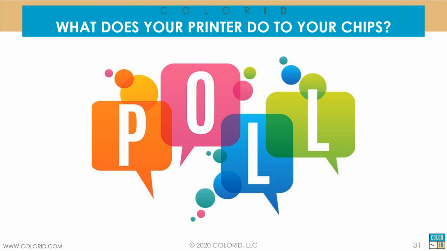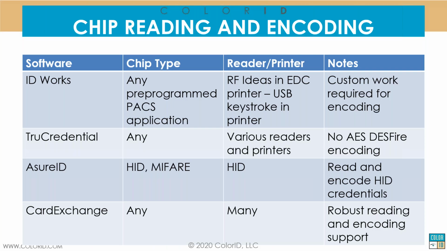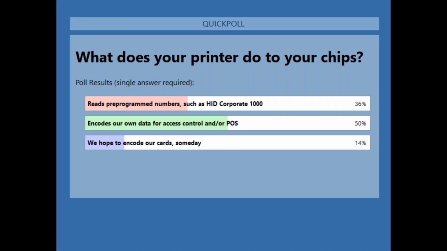So having brought up encoding chips, let's go to this poll. Thanks, David. All righty, launching now. Okay, everybody should be able to see this. What does your printer do to your chips? Please select one, and we'll go over the results. All righty, I'm going to share.